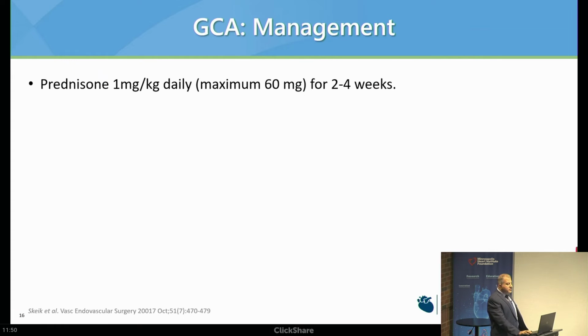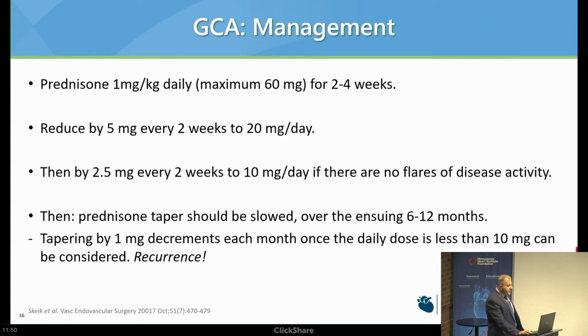The main treatment is steroids for GCA. We usually start 40 to 60 milligrams for the first 2 to 4 weeks, and carefully we start to taper down the prednisone, as you see from the slide. So we start by 5 milligrams every 2 weeks, until they are down to 20 milligrams, and I bring them back usually with repeat images, lab work. And after that, if they're doing well, I keep the taper at 2.5 milligrams every 2 weeks until they are down to 10 milligrams, and slowly we do the taper.